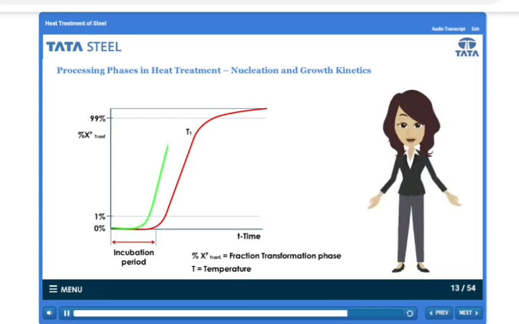At T2, where T2 is less than T1, the driving force is higher. Thus, the incubation period is less, and the transformation behavior would be the same as in the first case.